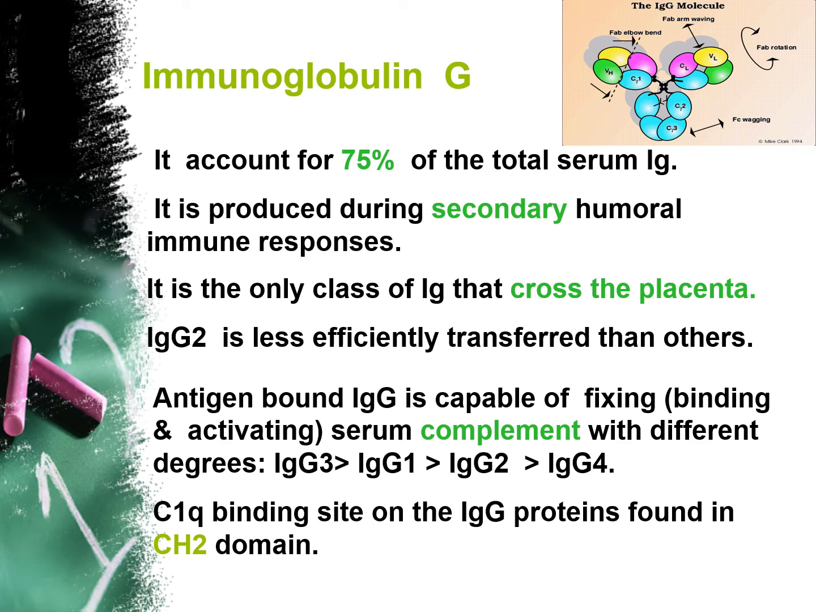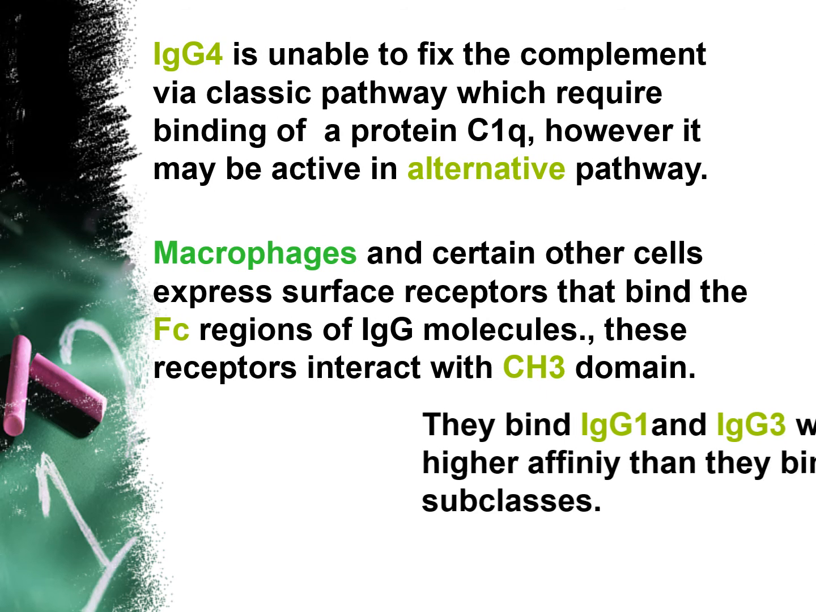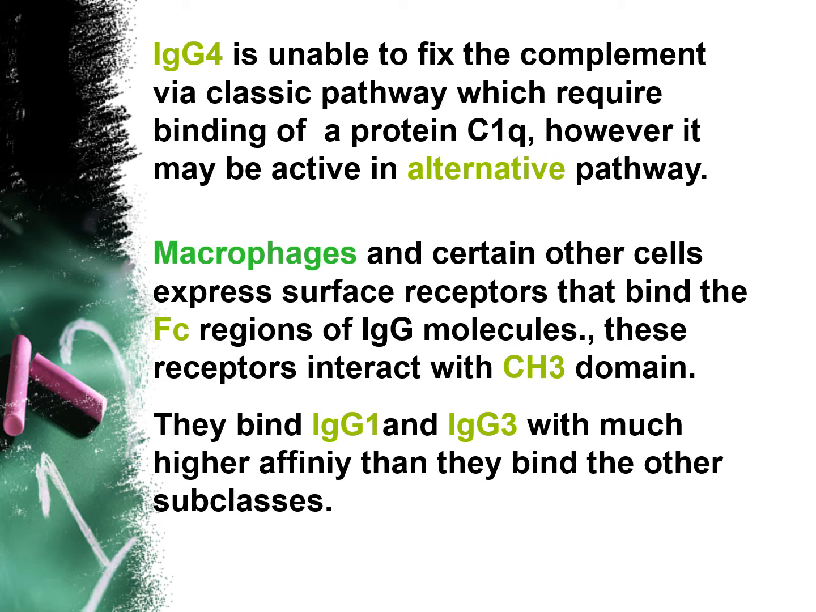Antigen-bound immunoglobulin G is capable of fixing serum complement to different degrees. The C1q binding site on immunoglobulin G proteins is found in the constant heavy chain 2 domain. Immunoglobulin G4 is unable to fix complement via the classic pathway, which requires binding of protein C1q. However, it may be active in the alternative pathway. Macrophages and certain other cells express surface receptors that bind the Fc regions of immunoglobulin G molecules. These receptors interact with the constant heavy 3 domain. They bind immunoglobulin G1 and G3 with much higher affinity than they bind other subclasses.